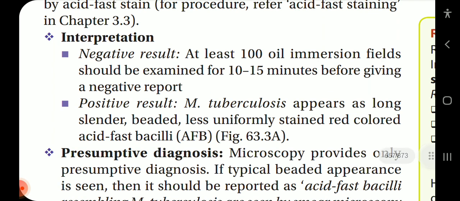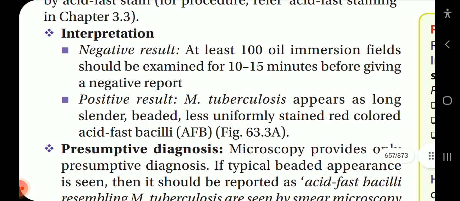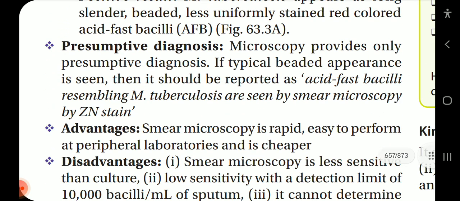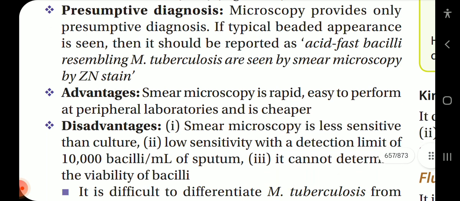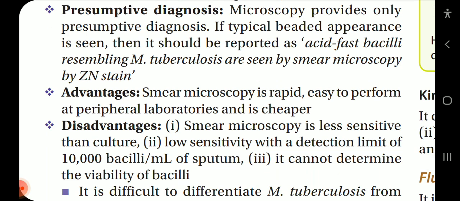Interpretation: negative result, at least 100 oil immersion fields should be examined for 10 to 15 minutes before giving a negative report. Positive result: M. tuberculosis appears as long, slender, beaded, less uniformly stained red colored acid-fast bacilli. Presumptive diagnosis: microscopy provides only presumptive diagnosis. If the typical beaded appearance is seen, then it should be reported as acid-fast bacilli resembling M. tuberculosis are seen by smear microscopy by ZN stain.